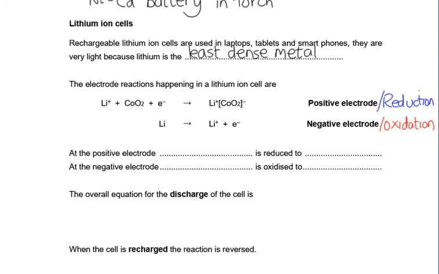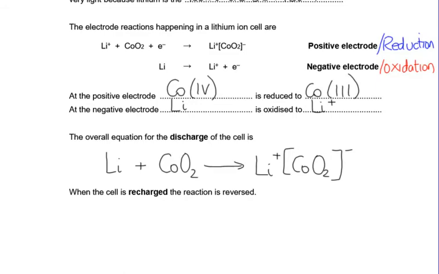So at the positive electrode, which thing is reduced? So have a look at oxidation states and see if you can decide what is reduced. And we can see that it's the cobalt in the oxidation state 4 is reduced to cobalt in oxidation state 3. And at the negative electrode, lithium is oxidized to lithium 1+ ions. Could you combine those two equations to make an overall equation? Well, there we go, if you have a look, that's what you end up with.